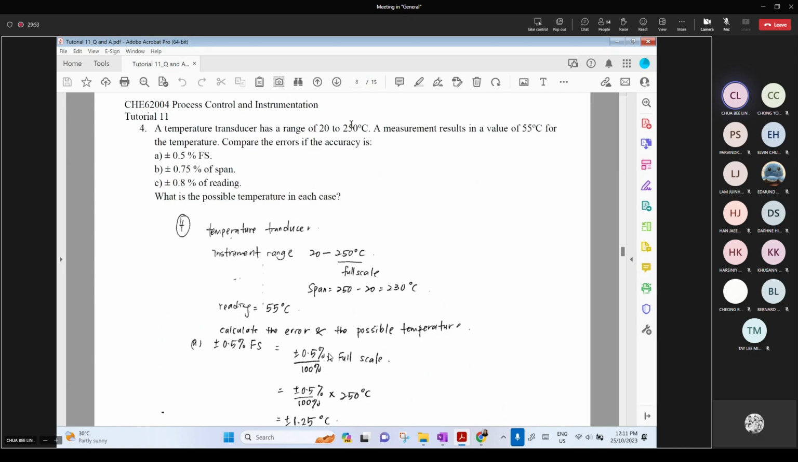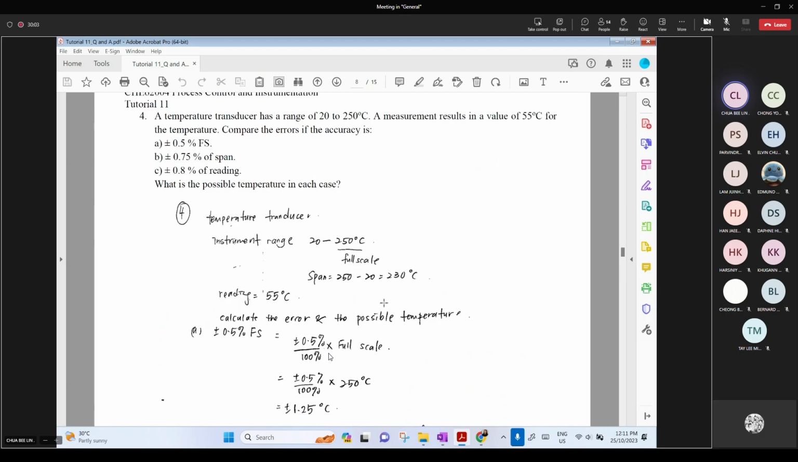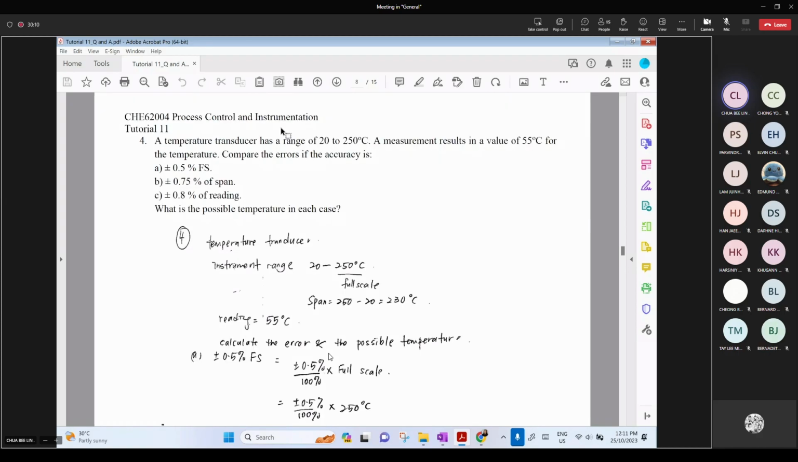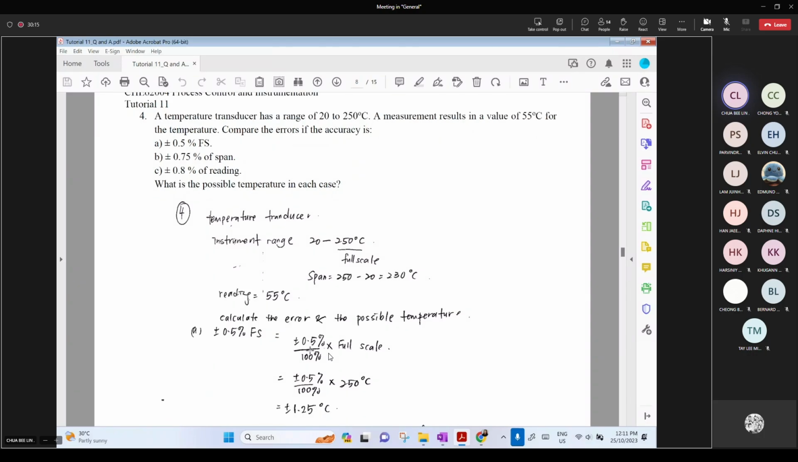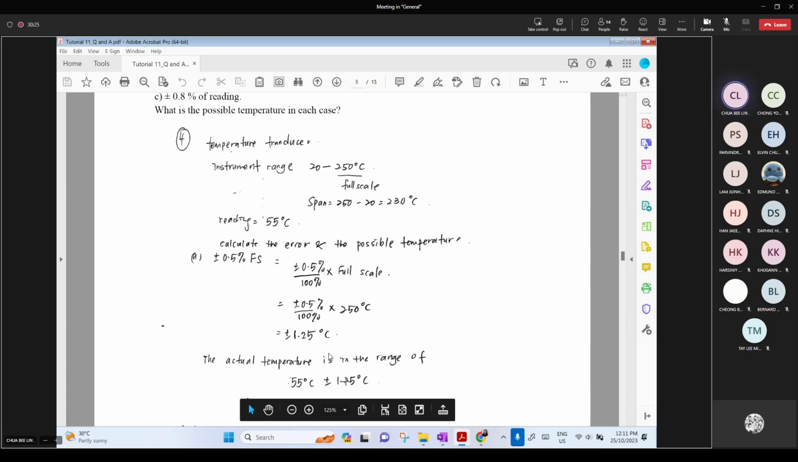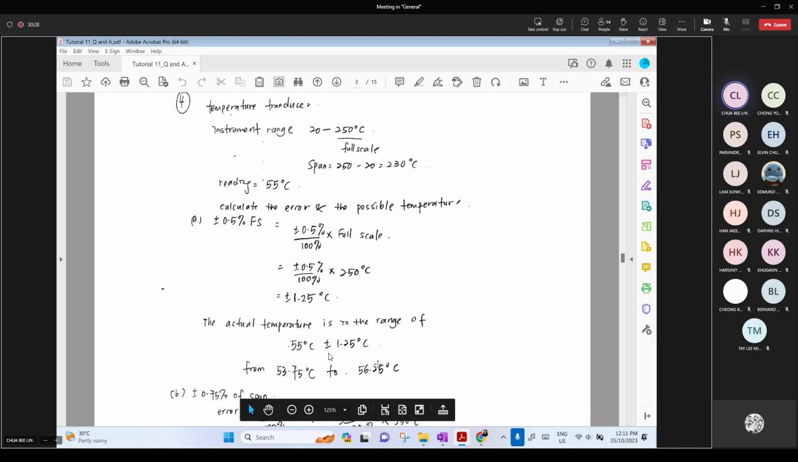So this full scale means that you have to use this 250. You will be using 0.5% multiplied with this 250. What will be the value? Then you plus minus. Just like this, 0.5 over 100, multiply the full scale. So what is full scale? Full scale is based on the range, the biggest number. If 0.5%, then you divide by 100, multiply with full scale, you will get plus minus 1.25. If the reading is 55, then you plus minus 1.25. Then give the final answer, it will be within this range.